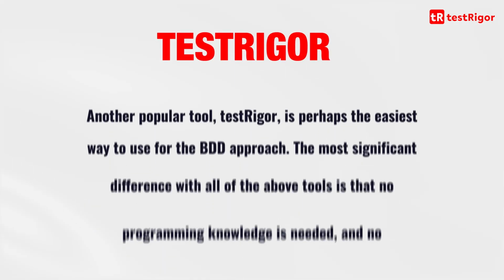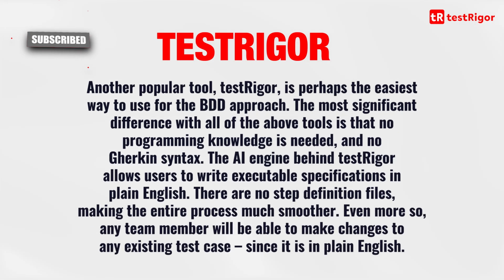The best tool in the space, and perhaps the easiest way to use the BDD approach, is testRigor. The most significant difference with all the other tools in this category is that no programming knowledge is needed, and no Gherkin syntax either. The AI engine behind testRigor allows users to write executable specifications in plain English. There are no step definition files, making the entire process much smoother.